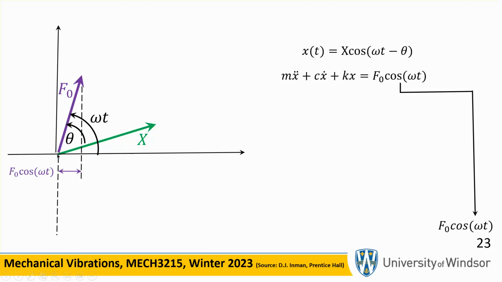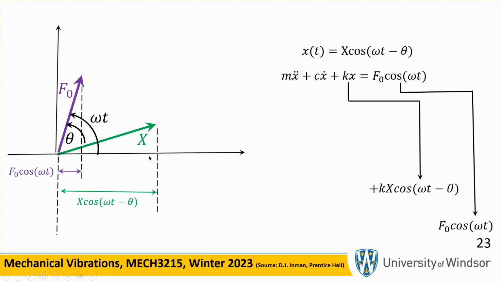Now, x, the solution, is like this: x of t, as a function of time. So if I take big X, the amplitude, and draw it here as a vector, notice that the angle between F naught and this blue vector is theta. Literally look, omega t minus theta. So that's this angle. See that? This angle is omega t minus theta.